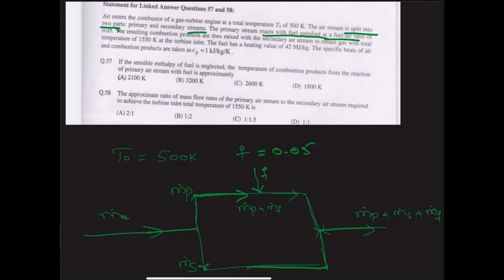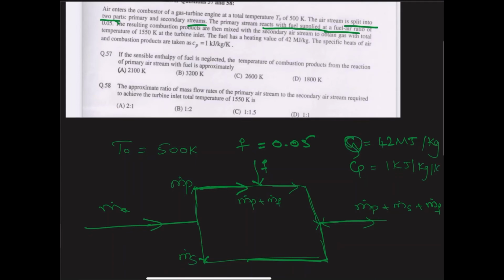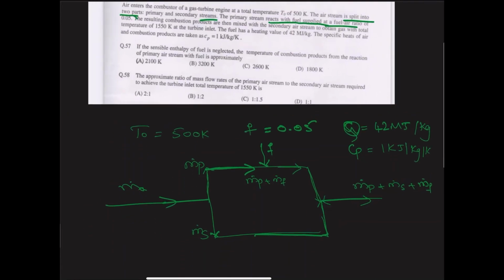Okay, the fuel has a heating value of CV is 42 megajoule per kg, and the specific heat of air and the combustion products are taken as Cp is 1 kJ per kg K. Okay, so this is Q, heating value.